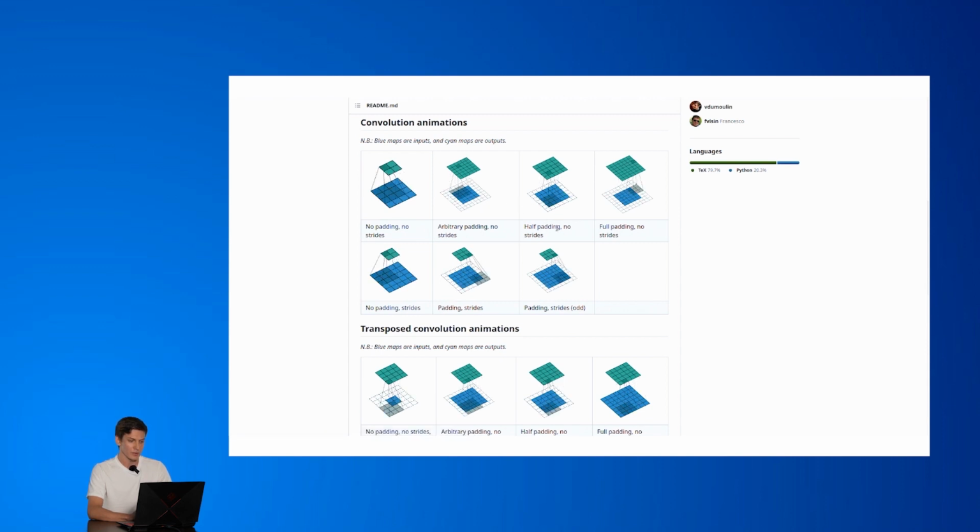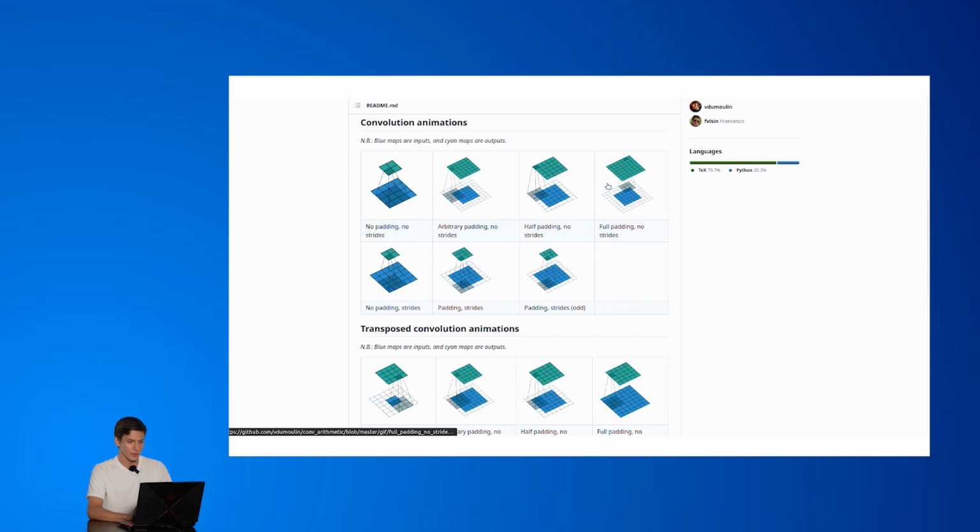Next, half padding, or padding equal to 1, and no strides. In this case, the resulting feature map will be of equal size. We can calculate it. 1, 2, 3, 4, 5. And here, 1, 2, 3, 4, 5. Okay, it is true. Then, look at padding equal to 2 and no strides.